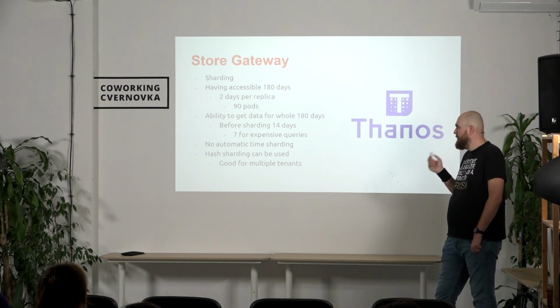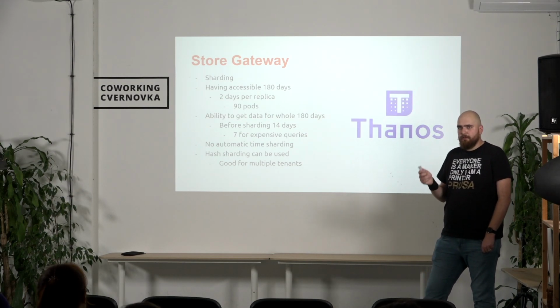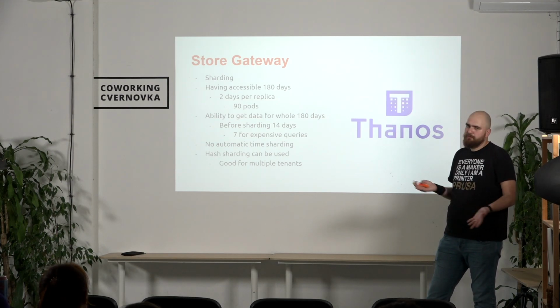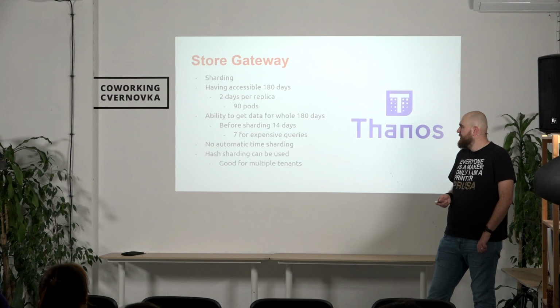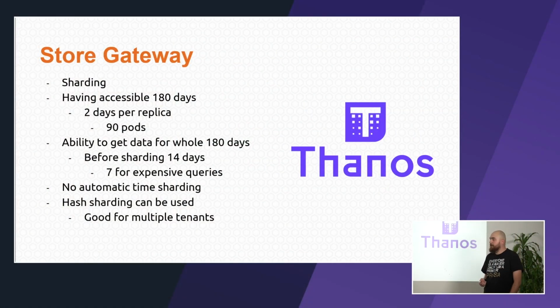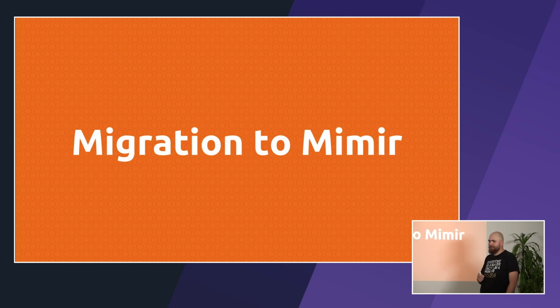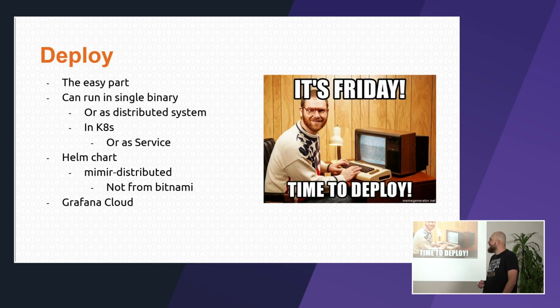Unfortunately, we use the Bitnami Helm chart, so it has no automatic sharding. But if you are running multiple tenants, you can use hash sharding, and that's good for multiple tenant setups. But that's unfortunately not us. Deploying Mimir, that's easy. Migration to Mimir, that's the interesting part. Mimir basically has 2 setups: Mimir distributed and Mimir binary. You can run Mimir as a single binary, and that's it. Pretty easy, but not scalable. But for a home setup, it's pretty cool.